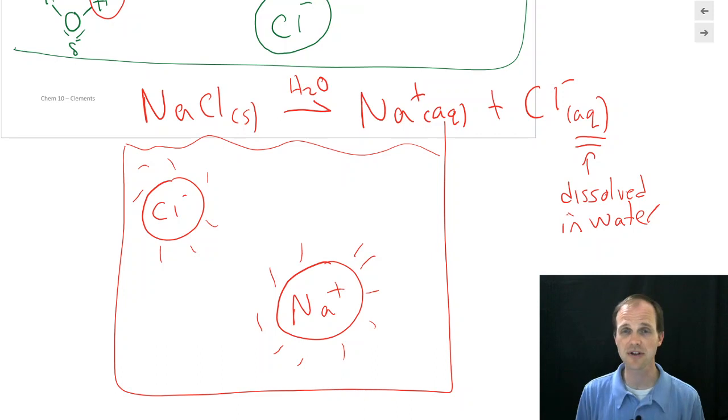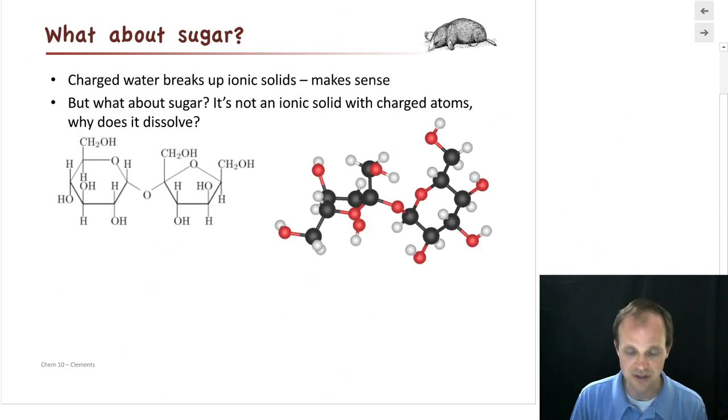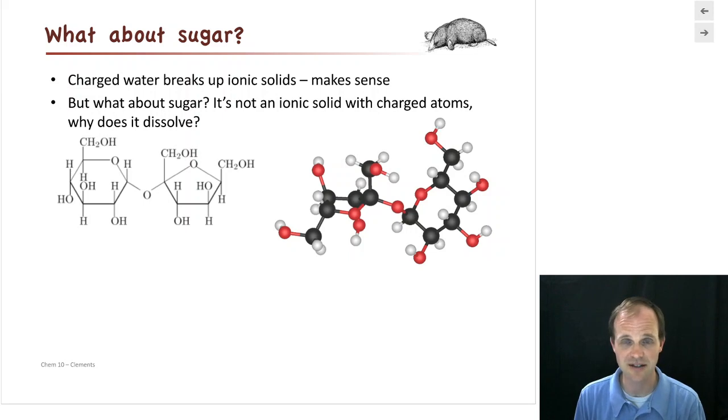But there's also another class of things that don't form ions that still dissolve. And a great example of that is one I mentioned earlier, which is sugar. Now, we all know sugar dissolves in water. That's why Starbucks is in existence, not because they have great coffee, but because sugar dissolves in water and it tastes good with all that sugar. I like my sugary ones, I have to say.